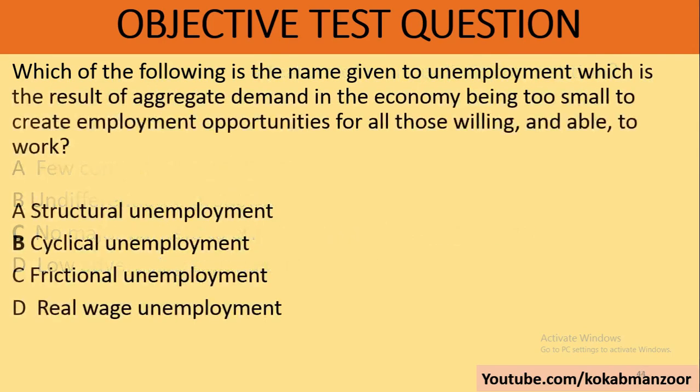Which of the following is the name given to unemployment which is the result of aggregate demand in the economy being too small? This is the macroeconomic portion. Demand is too small to create employment opportunities for all the people, right? Structural, no, there is nothing mentioned about structural. Cyclical, yes. Frictional, no. And real wage unemployment, nothing given about the real wage. Cyclical unemployment means when there is a cycle, the economy might be in recession, so it is not able to create as many jobs as are being demanded, right?